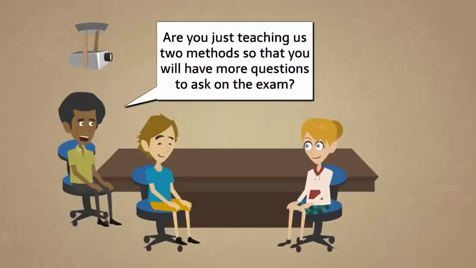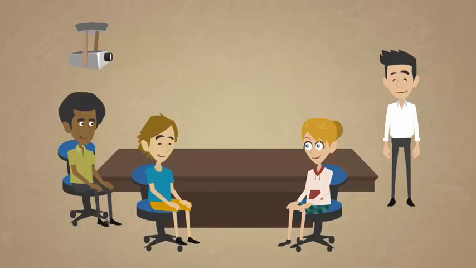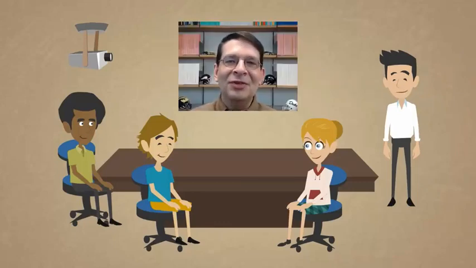Are you just teaching us two methods so that you will have more questions to ask on the exam? Which method do companies actually use in the real world? Yes, if you're a conspiracy theorist, you can assume there are multiple methods because accounting professors need more material for their exams. In the real world, companies can do either method, or they could do both methods and take an average. And the reason there are two methods is because you have a balance sheet and an income statement. So if you're going to estimate bad debts, you can either do it based on the balance sheet amount of receivables at the end of the period or the income statement amount of credit sales. Companies will just choose whichever method they think gives them the most precise estimate.